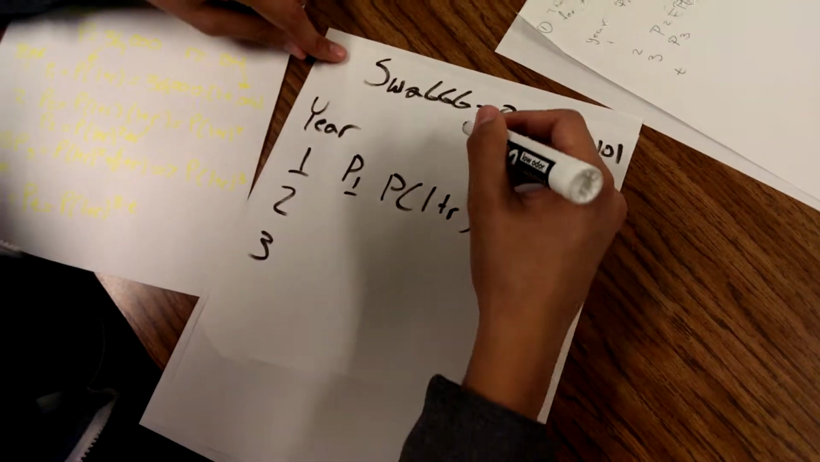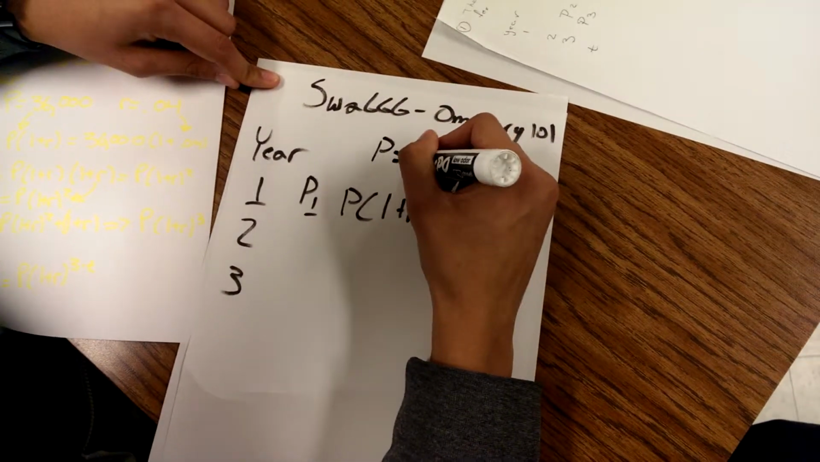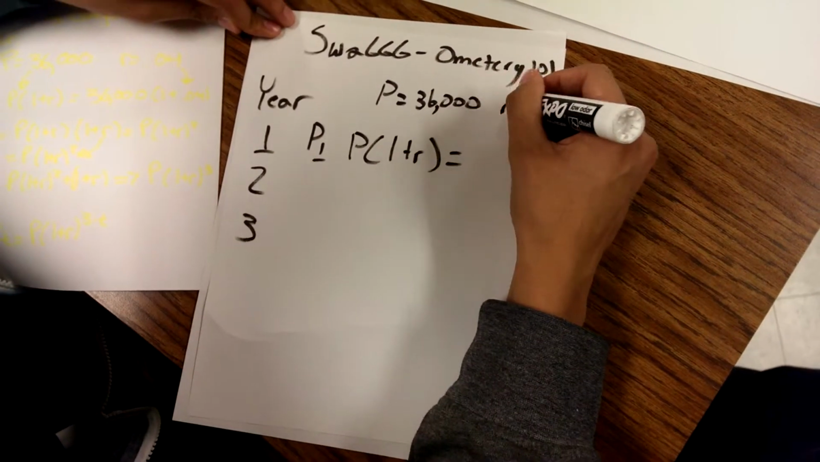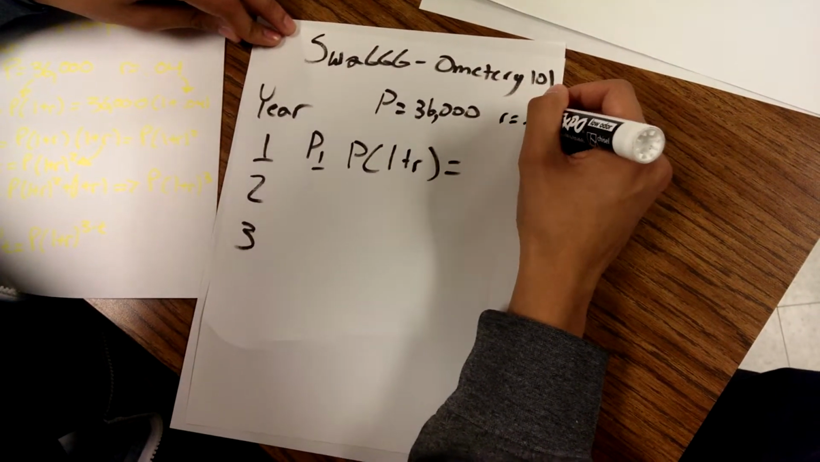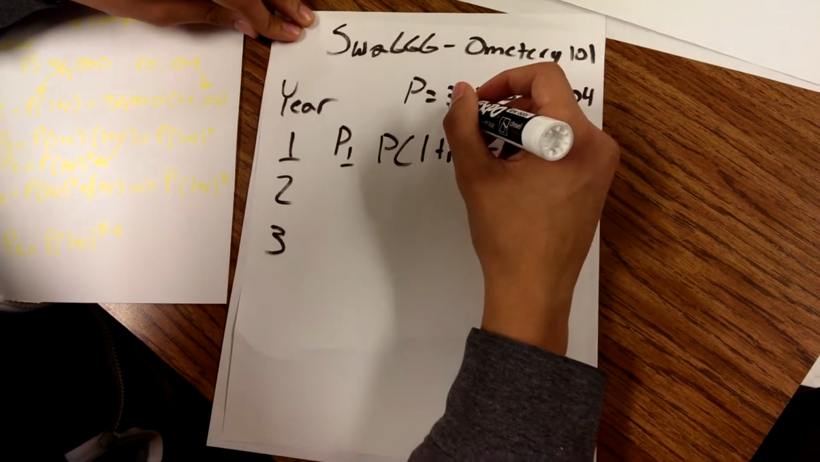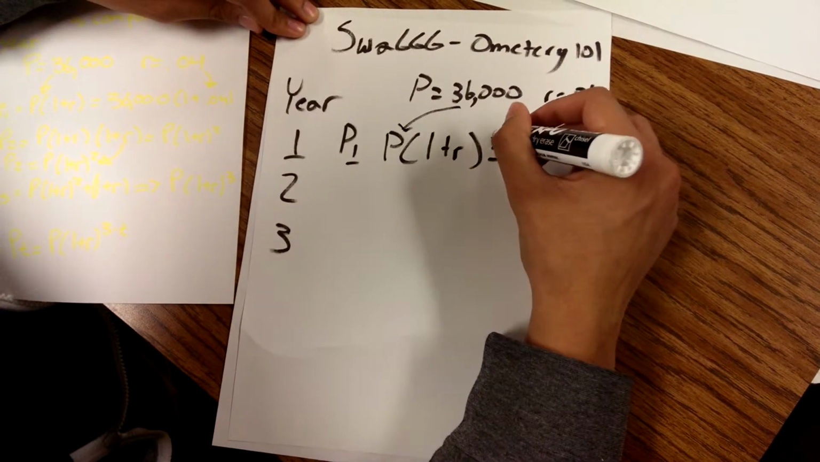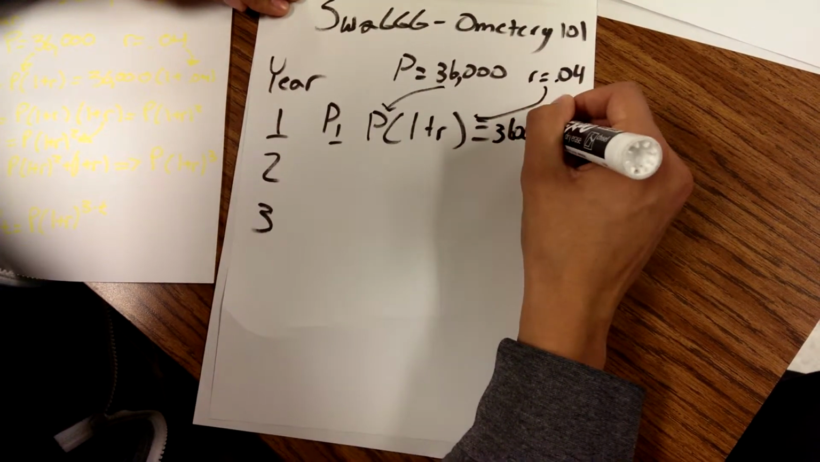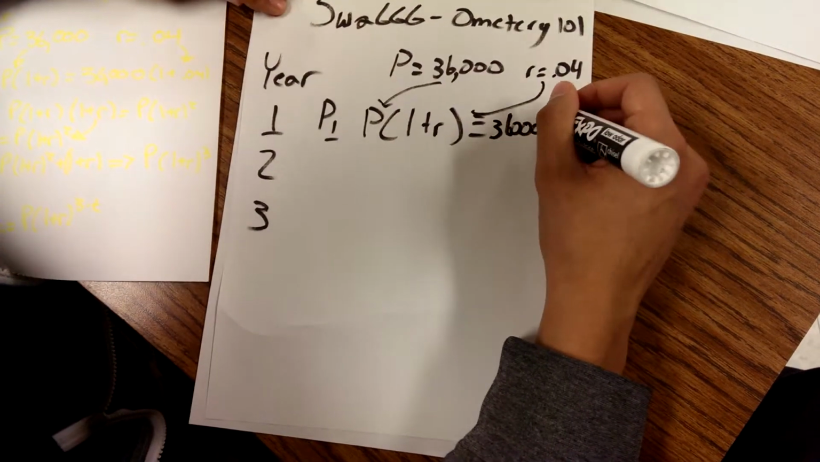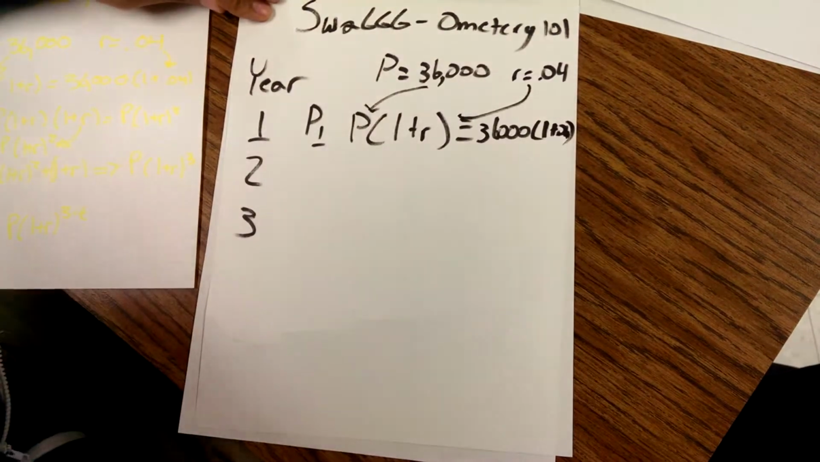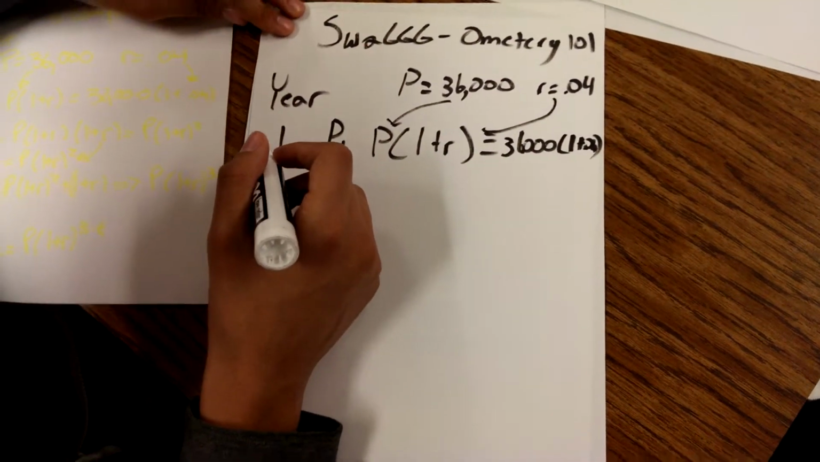We're going to use an example. P is going to equal 36,000, and our rate will be 4%, which is 0.04. As you can see, when we plug our numbers in, we get 36,000 times 1 plus 0.04. This is for 1 year.